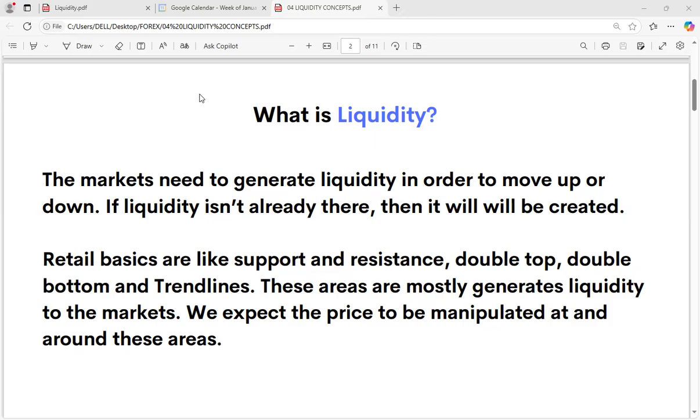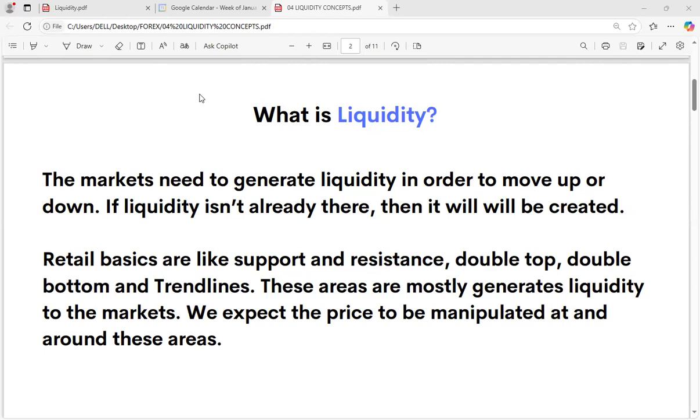And today let's dive deeper into the reason why most retail traders lose their money. The reason behind it is what we call liquidity. The problem is that most people are not aware of what we call liquidity. Even those guys who are trading liquidity are still not aware. Let me tell you, liquidity is just a stop loss.